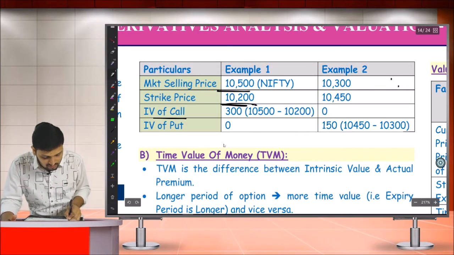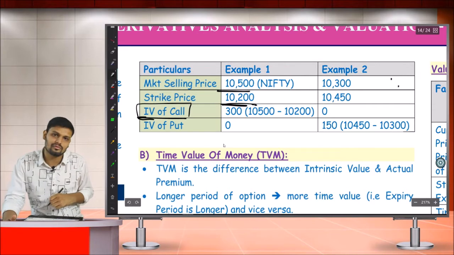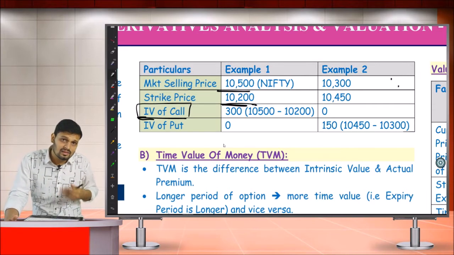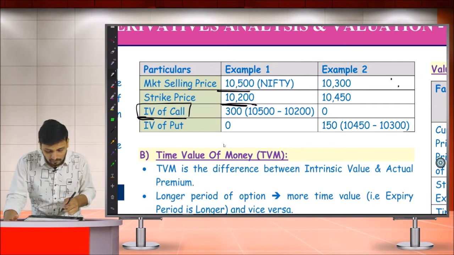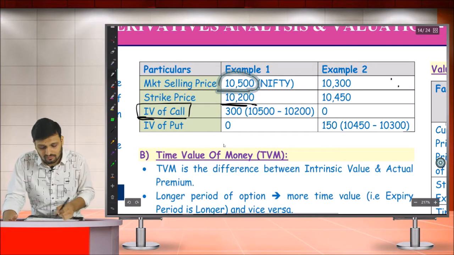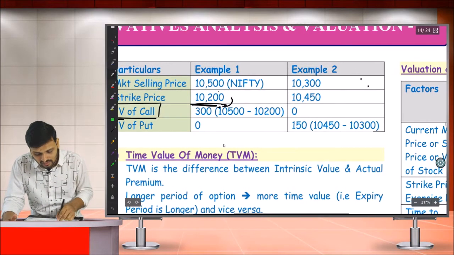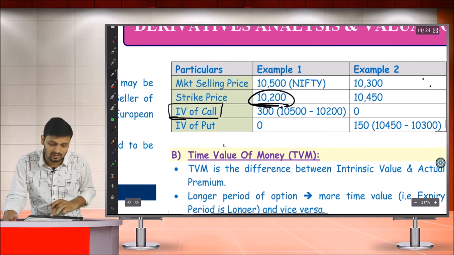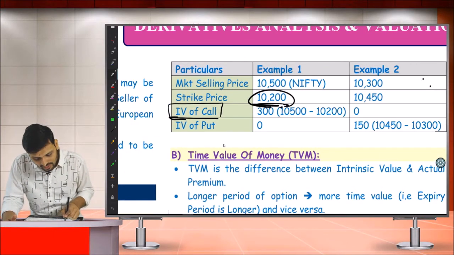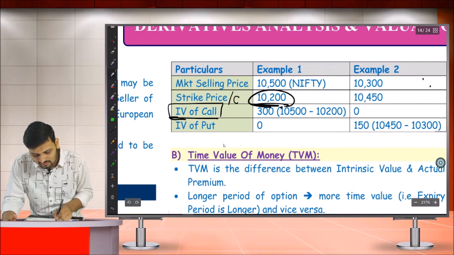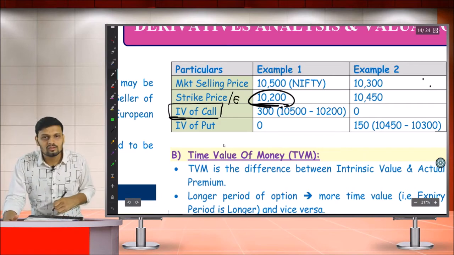That means if you think from the call option point of view, it is in the money. Buy in the money. If you go and buy from the market, you have to pay 10,500. But you are buying it at just 10,200. Exercise price is only 10,200. The strike price is also called exercise price. So that means 300 is the intrinsic value for you.